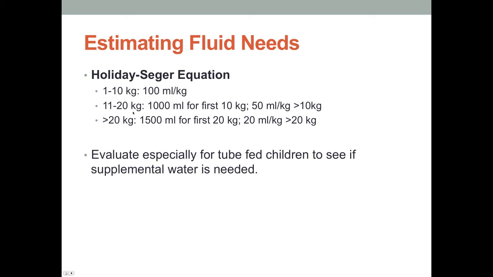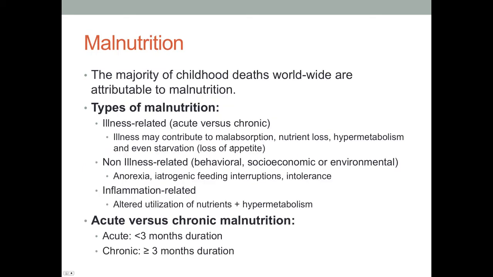So for a 15 kilo kid, that's basically 1,250 mils. And for a greater than 20, it's 1,500 for the first 20 kilos, and then 20 mils per kilo after that. And you're especially going to look at this in tube-fed children to make sure whether or not you need supplemental water.